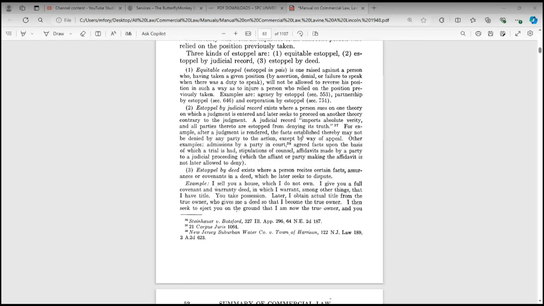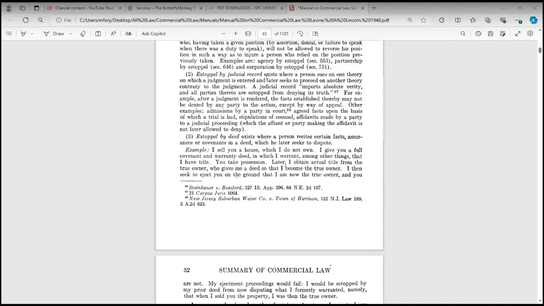Estoppel en pais, I would say país for Spanish, so estoppel en pais is one raised against a person who, having taken a given position or assertion, denial, or failure to speak when there was a duty to speak, will not be allowed to reverse his position in such a way as to injure a person who relied on the position previously taken. Examples are agency by estoppel, partnership by estoppel, and corporation by estoppel.